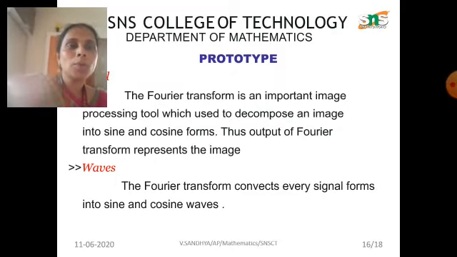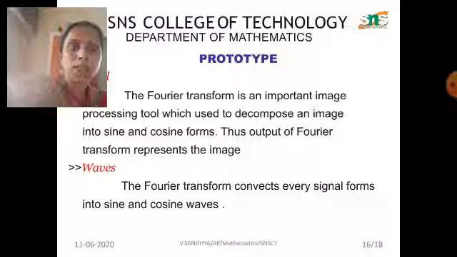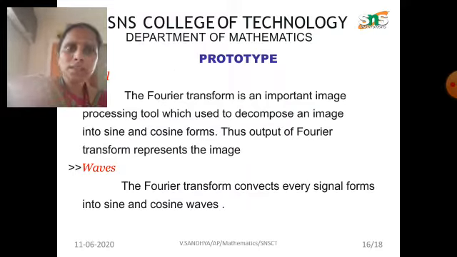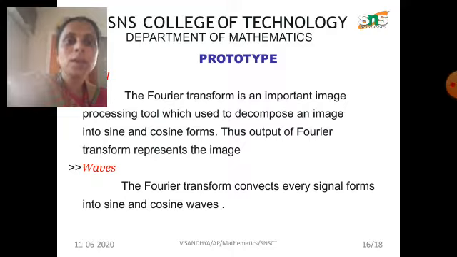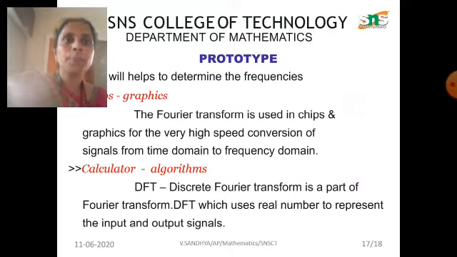The Fourier transform is an important image processing tool which is used to decompose an image into sine and cosine forms. Thus, the output of the Fourier transform represents the image. Second, we discuss the wave conversion. The Fourier transform converts every signal into sine and cosine waves. This will help to determine the frequency.